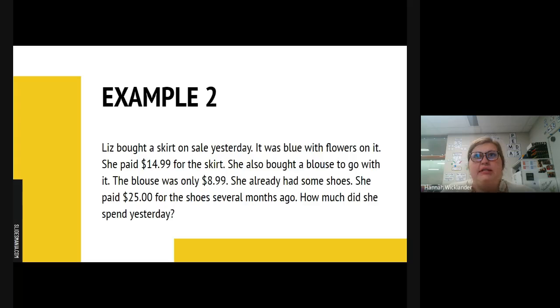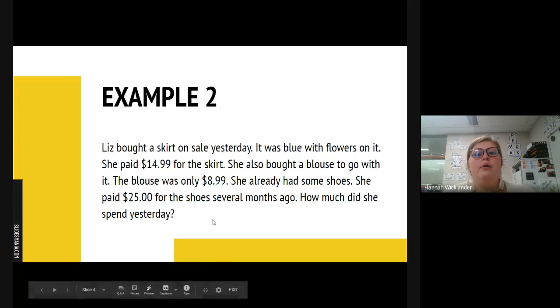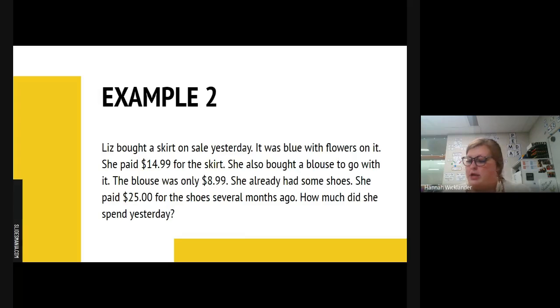A skirt, yes. And she also bought one other thing. What was it? A blouse. Good job, Riley. Yes. So yesterday she bought a skirt and a blouse.